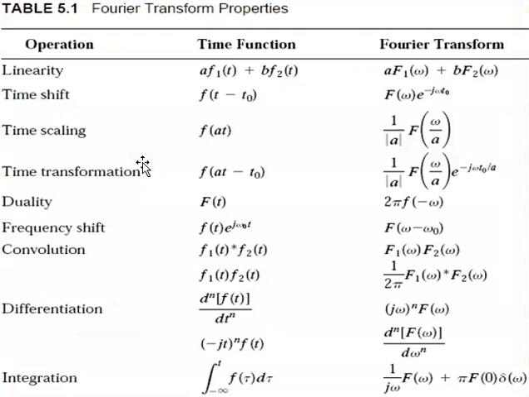So finally, these are the Fourier transform properties. Here you have all the operations that we have stated earlier. You have linearity, time shift, time scaling, time transformation, duality, frequency shift, convolution, differentiation, and integration.